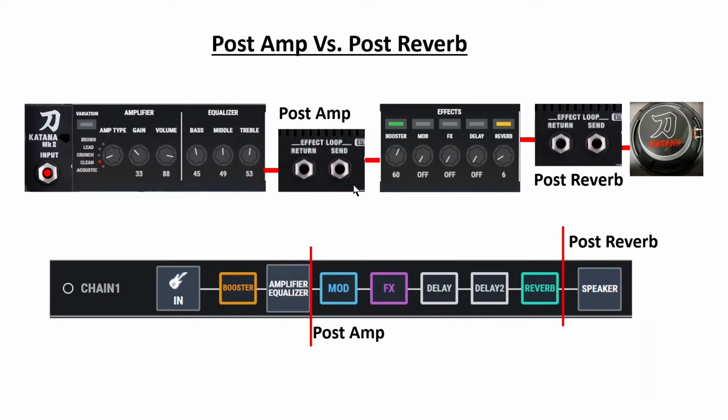Post amp versus post reverb. As you can see in the diagram, post amp places the effects loop after the amp EQ and before the effects, while the post reverb places the effects loop after the reverb, which is the last effect in the chain. By doing this, you can kind of customize the order of your effects chain and get some different tones.